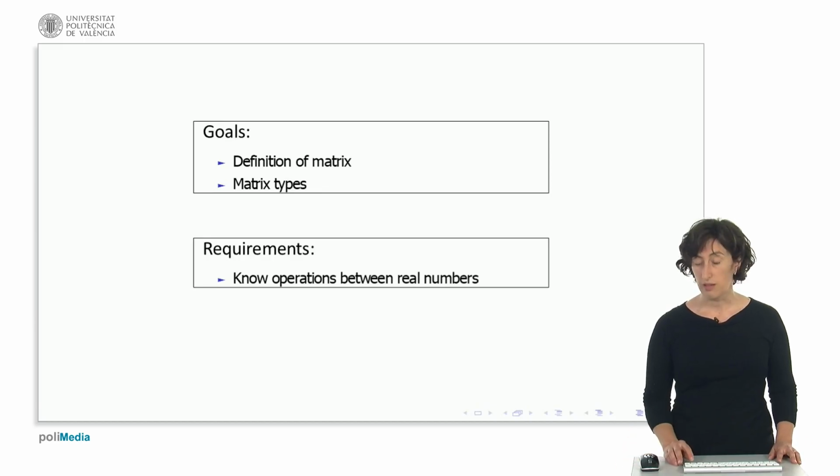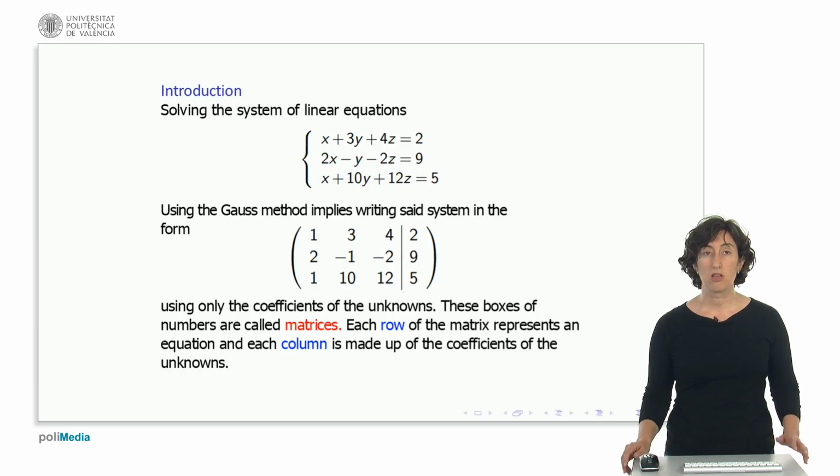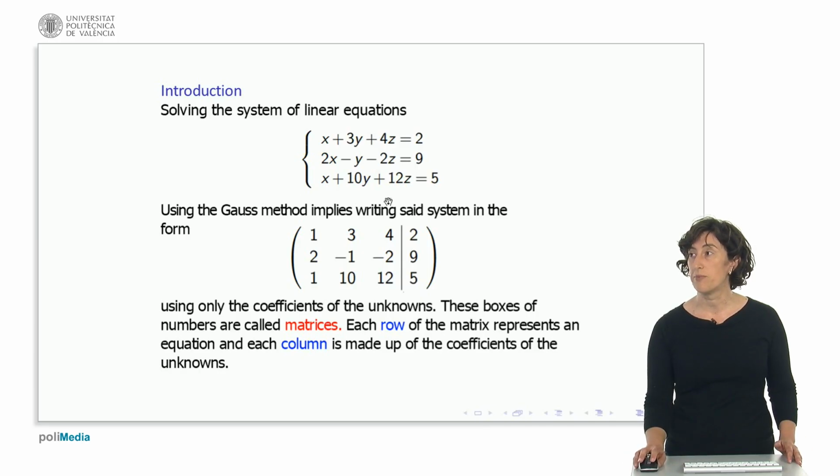So we will start by remembering that a linear equation system has this expression that you see on the screen. x plus 3y plus 4z is equal to 2, 2x minus y minus 2z is equal to 9, x plus 10y plus 12z is equal to 5. And when we try to solve this system using the Gauss method, it implies, for example, solving the system in this way. This here is what we are going to call a matrix.